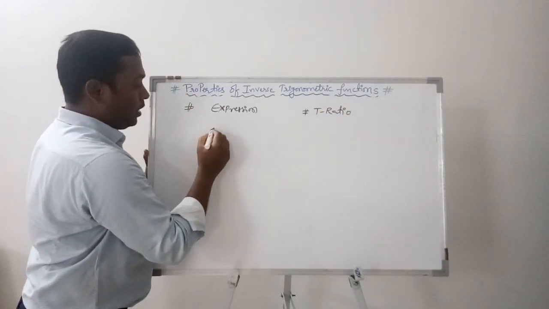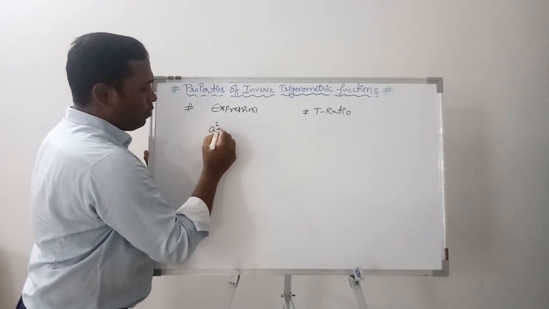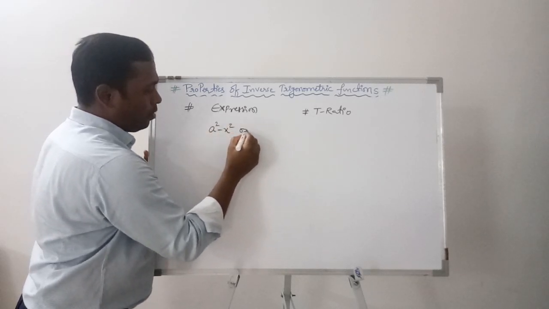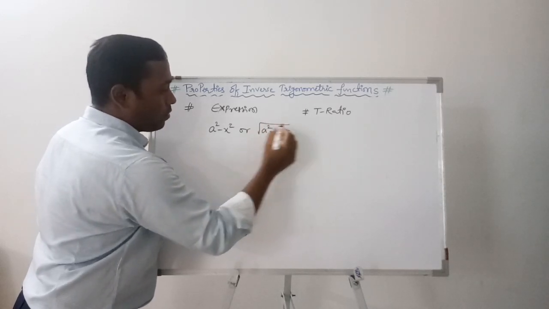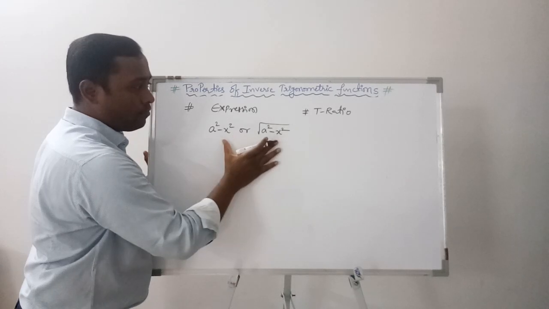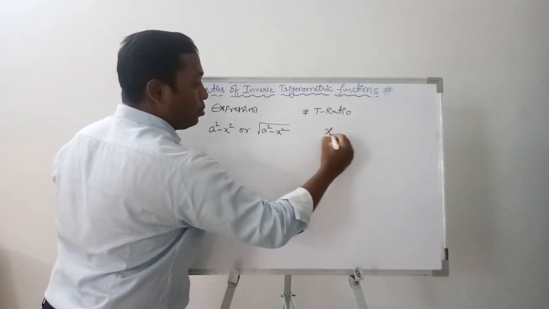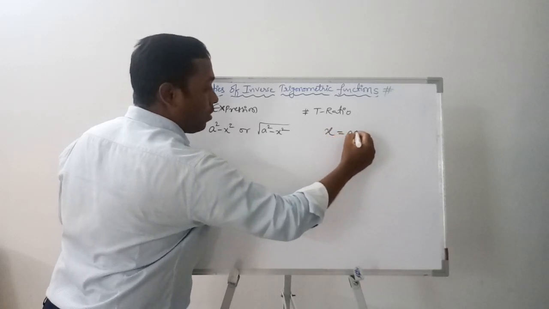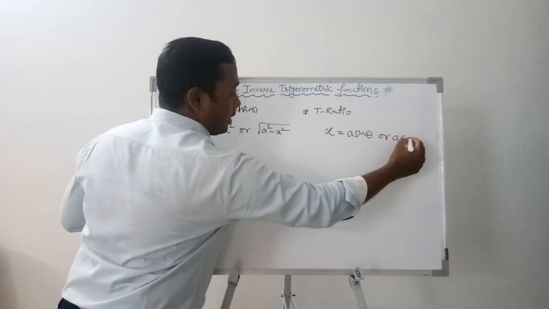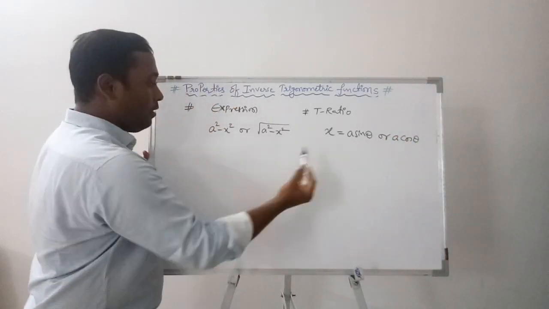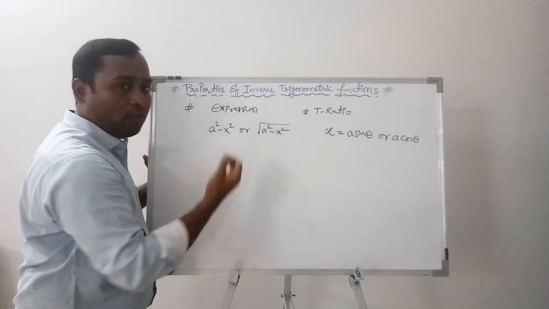If the expression involves a square minus x square, or under root of a square minus x square, then take the substitution x is equal to either a sin theta or a cos theta. Why am I using this? If I substitute, the expression is reduced to its simplest form.